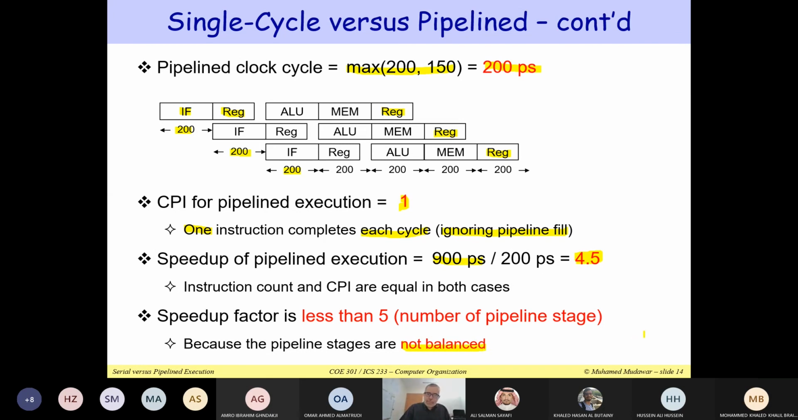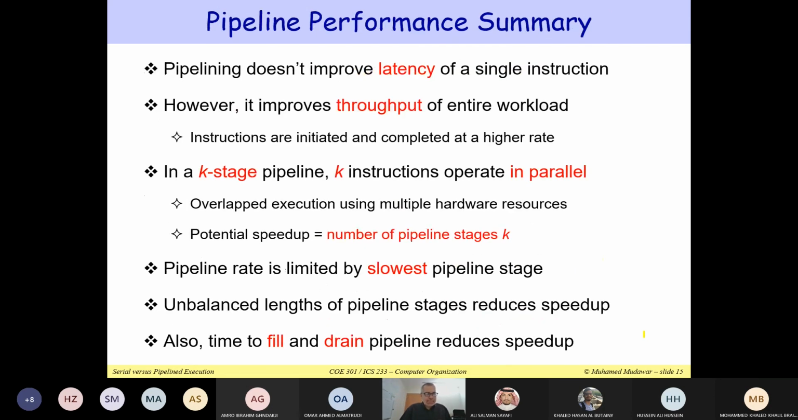Okay. So this is my example about single cycle versus pipelining. In summary, pipelining does not improve the latency of a single instruction. The reason is that the instruction still has to be fetched, decoded, and executed. Sometimes it has to access the data memory, in the case of load or store, and the result has to be written back into the register file. So the latency is still the same.